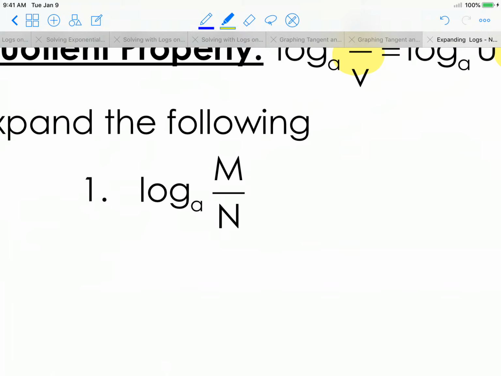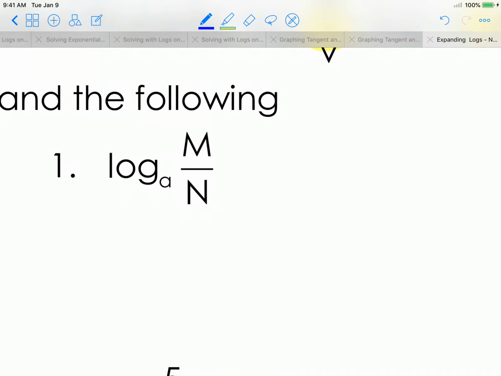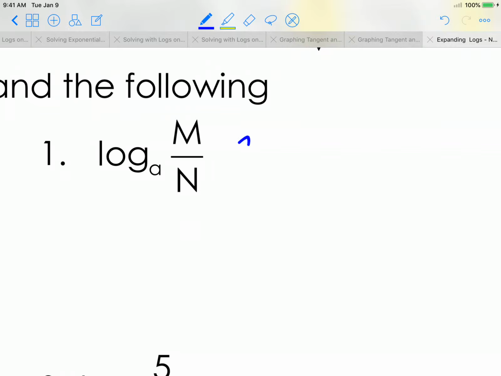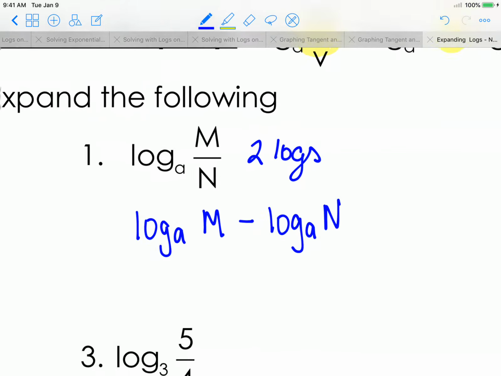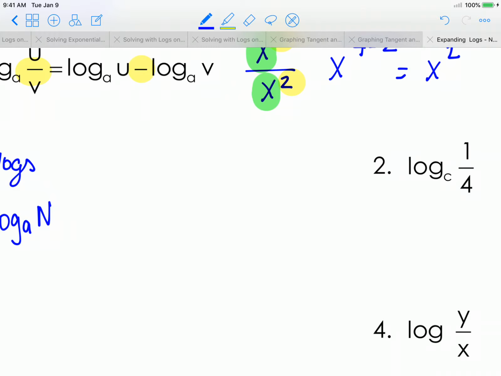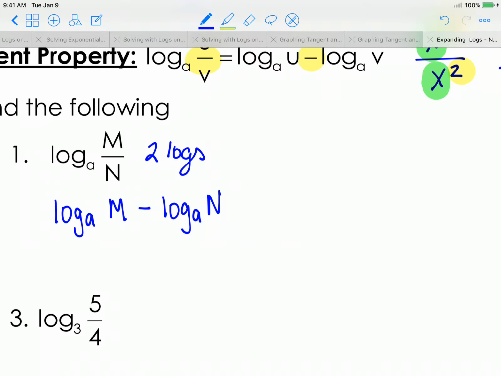Okay, so let's expand this one. So how many logs should we have? Well, again, we have 2 logs because we have 2 variables. So I'm going to do log base A of m and log base A of n, but this time, instead of adding, I'm going to subtract them. Because if I add them, then it seems like it would be m times n, but this time they're being divided, so I have to subtract them. Pause if anybody has any questions and help each other.